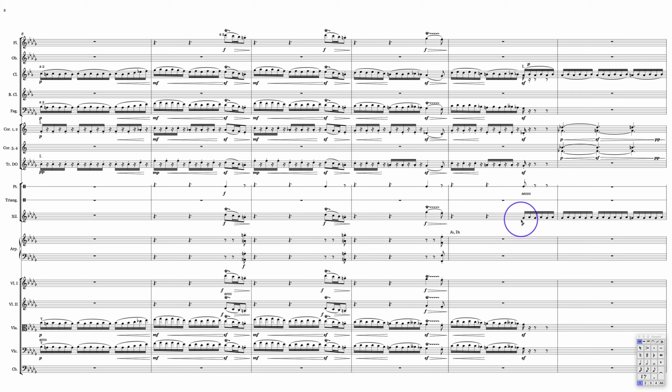So probably the conductor would just look at the xylophone player and kind of push their hand down, just to try to get the xylophone player to play softer anyway. That's what I would probably do if I were conducting this.